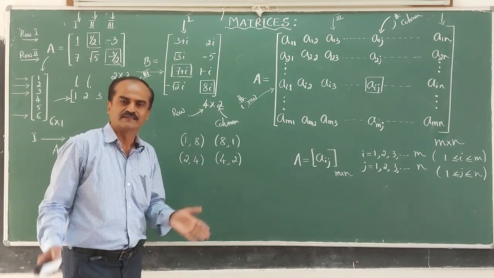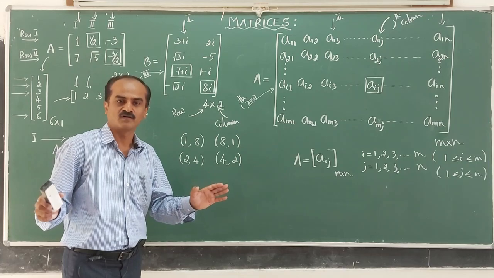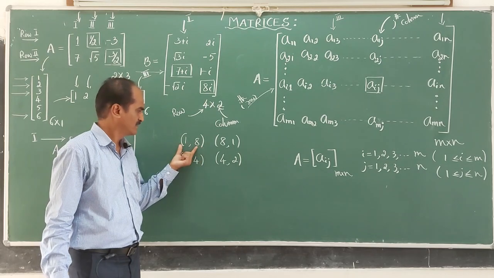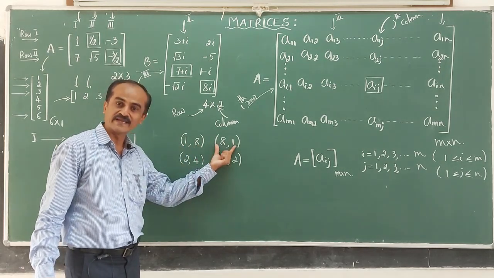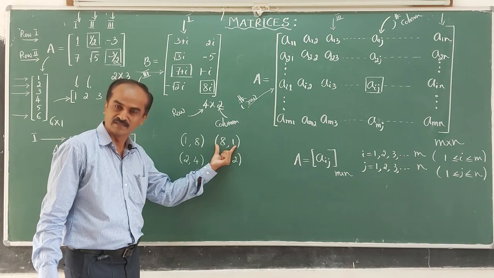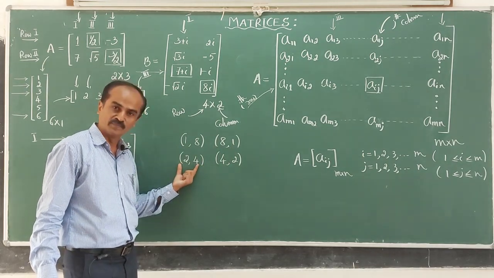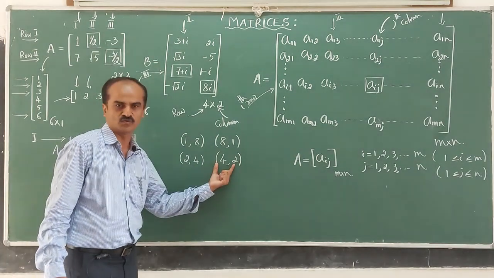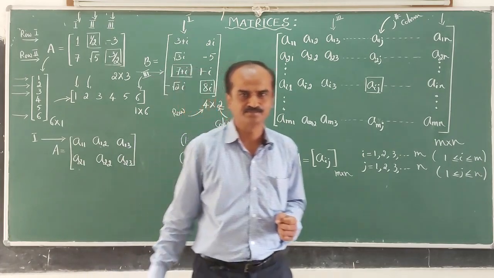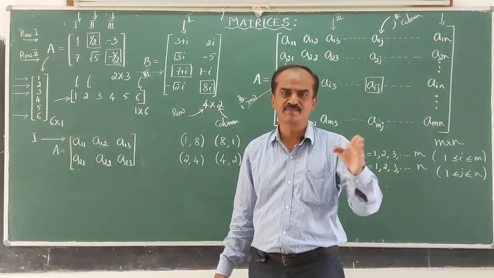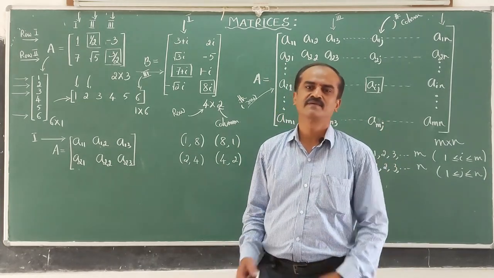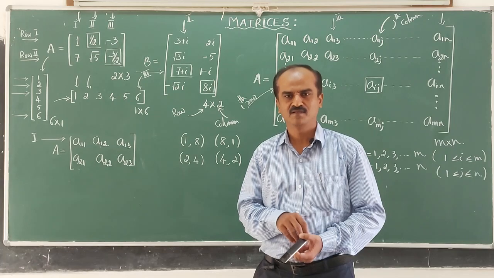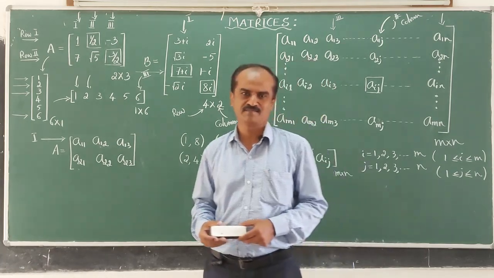They themselves are the possible orders of the matrix. One is 1 cross 8, that is a 1 by 8 matrix, only one row and 8 columns. This is an 8 by 1 matrix, 8 rows and 1 column, still it contains only 8 elements. A 2 by 4 matrix, 2 rows and 4 columns, contains 8 elements, and so does 4 rows and 2 columns. So this is the procedure of finding the possible orders of the matrix when the number of elements in the matrix is given. Now let me move on to discussing an example where it is required to construct a matrix.